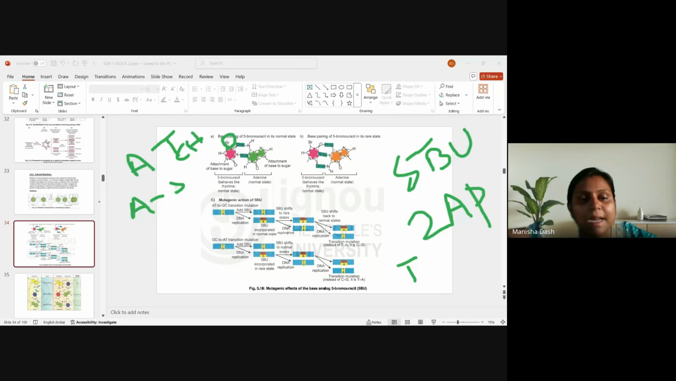5-bromouracil. Now, similar to thiamine, which exists in two different forms, the normal and the rare form, the 5-bromouracil can also exist in two different forms, the normal and the rare form. So, accordingly, if during the replication event it changes form, it may lead to an AT to GC transition mutation.